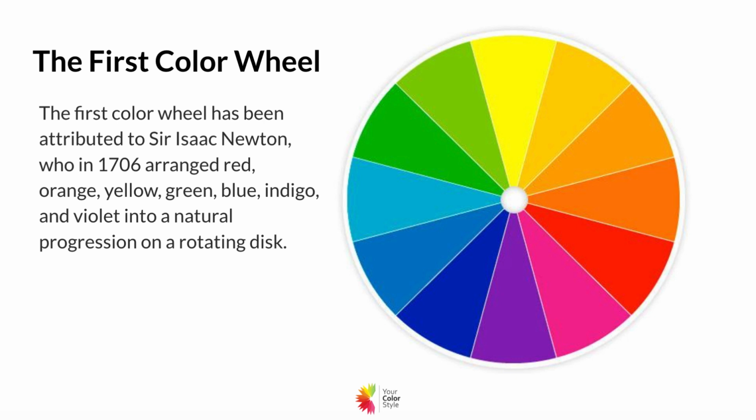The first color wheel was created by Sir Isaac Newton in 1706, where he put the colors of the spectrum onto a color wheel. Fun fact, when you spin that color wheel, he had put it onto a disc. It actually goes white and your eye can't actually see the colors. So that was the very first color wheel.